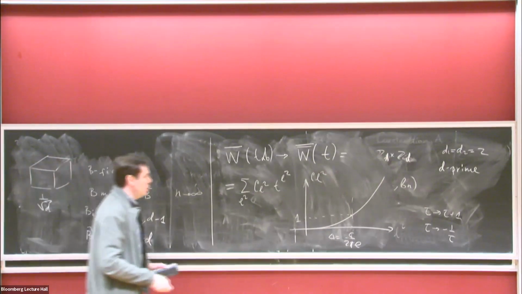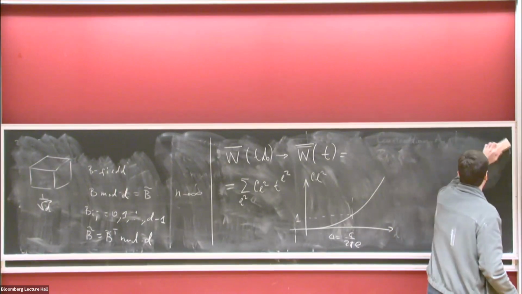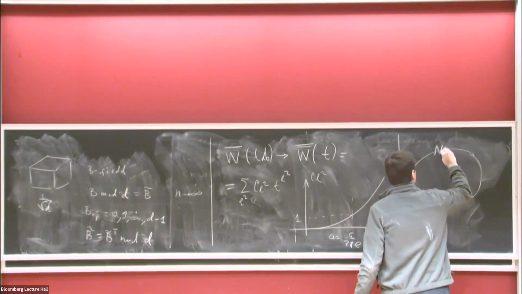So what it means is something like this. We have a full Narain moduli space.